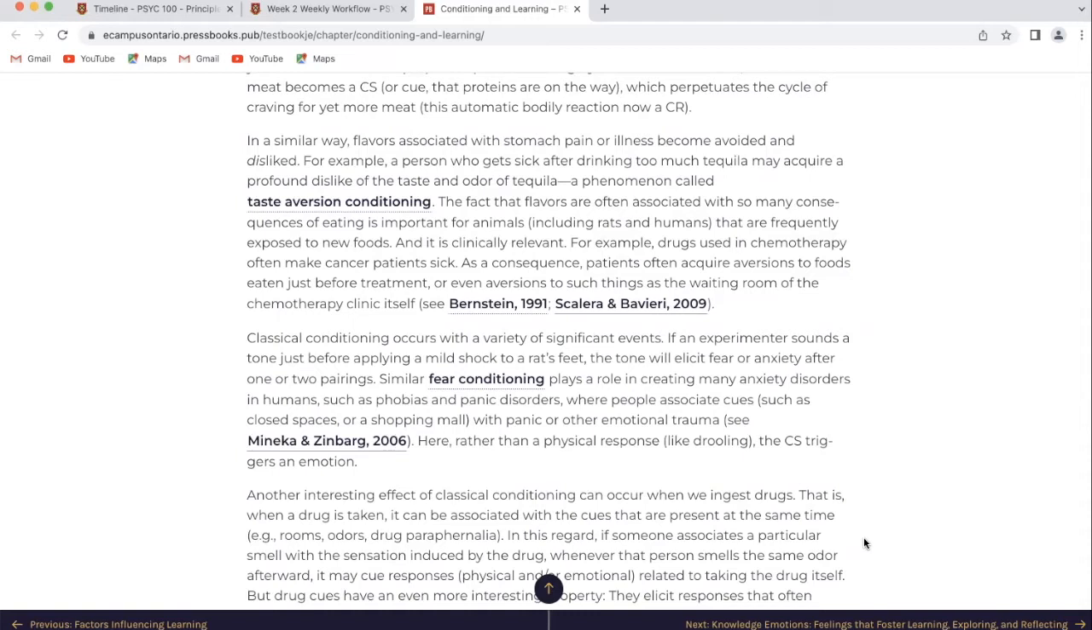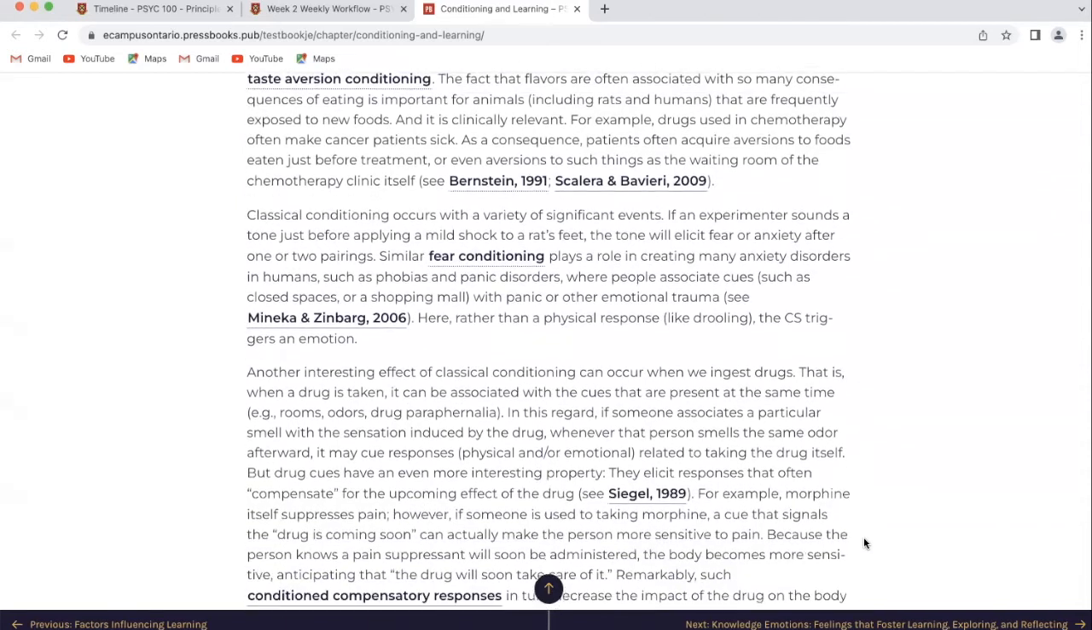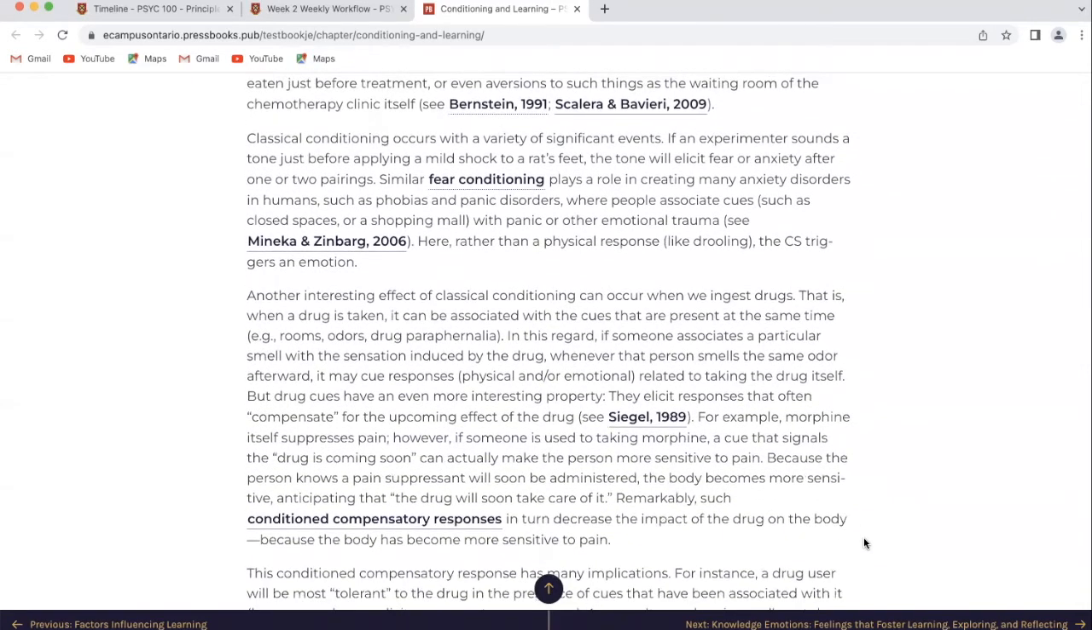Classical conditioning occurs with a variety of significant events. If an experimenter sounds a tone just before applying a mild shock to a rat's feet, the tone will elicit fear or anxiety after one or two pairings. Similar fear conditioning plays a role in creating many anxiety disorders in humans, such as phobias and panic disorders, where people associate cues, such as closed spaces or a shopping mall, with panic or other emotional trauma. Here, rather than a physical response, the CS, which is a conditioned stimulus, triggers an emotion.